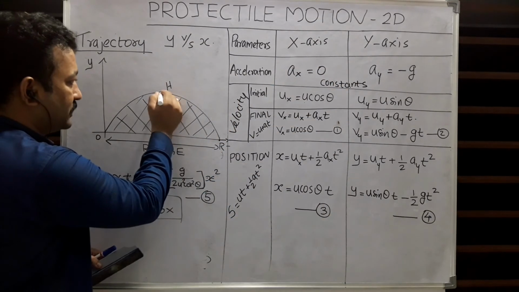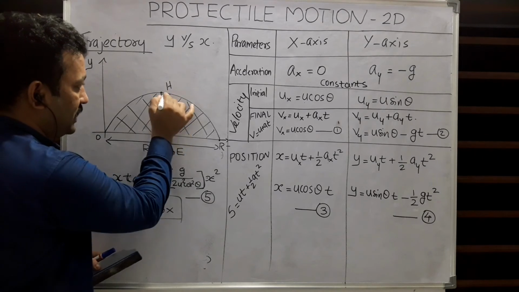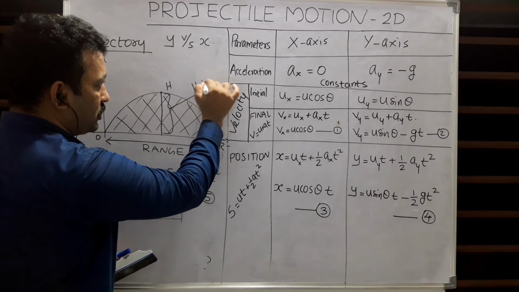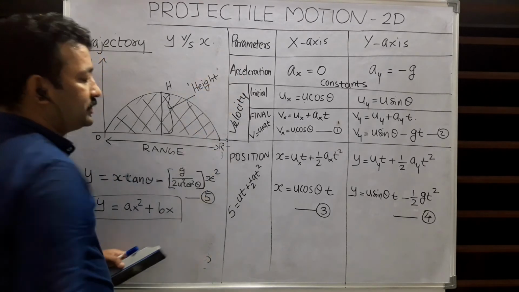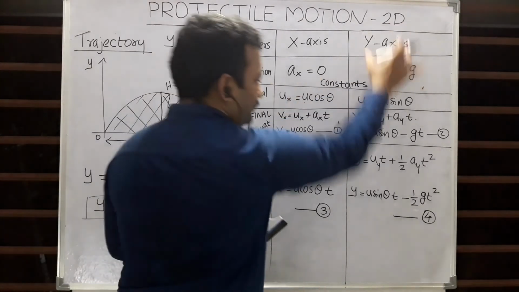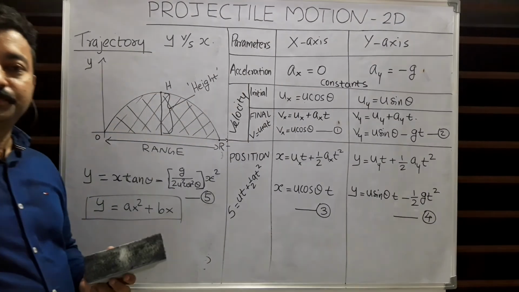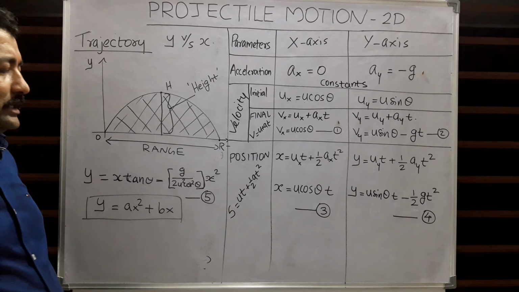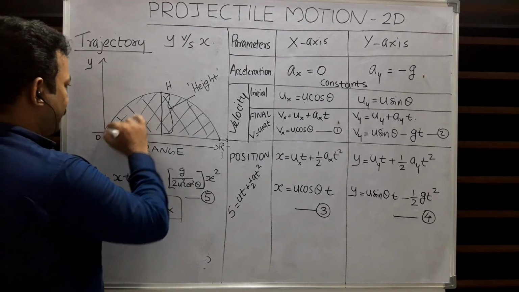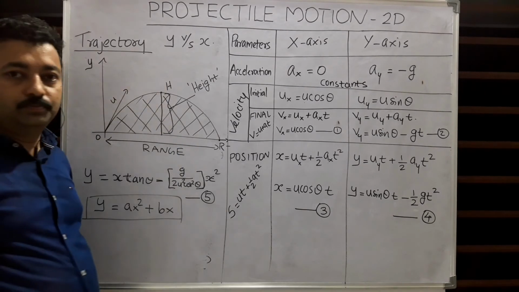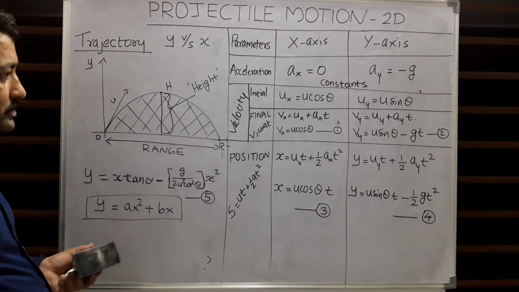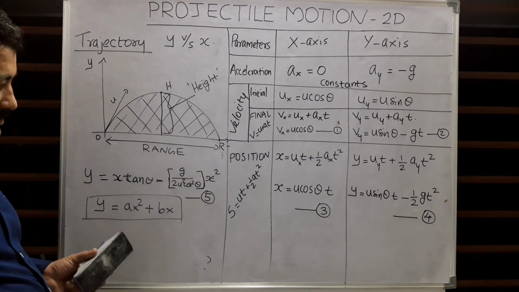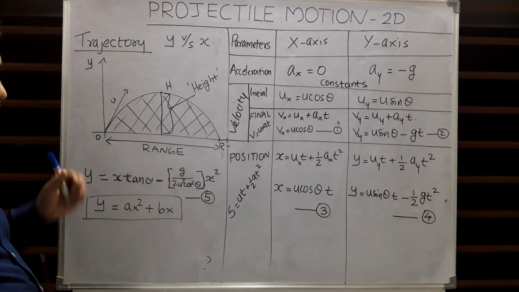What about H? H is the height covered. This is the highest point of the trajectory. Height is obviously a y component. Look at the parabola. What will be happening when the particle is moving? We know that initially it was having velocity u, and at times the x component and y component of velocity were changing. Let us see what happens for the change.